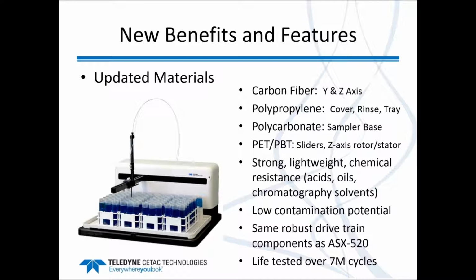So we've changed the carbon fiber arms on the Y and Z axis. It used to be a different material. Now we have polypropylene for the cover and the rinse tray. So everything coming in contact and hovering over the samples is either plastic or carbon fiber. So we also have polybutylene terephthalate and polyethylene terephthalate for the sliders on the Z and Y directions. So these are all strong, lightweight, chemical resistant materials that will hold up very well to both strong acids and oils and even chromatography solvents like methanol.